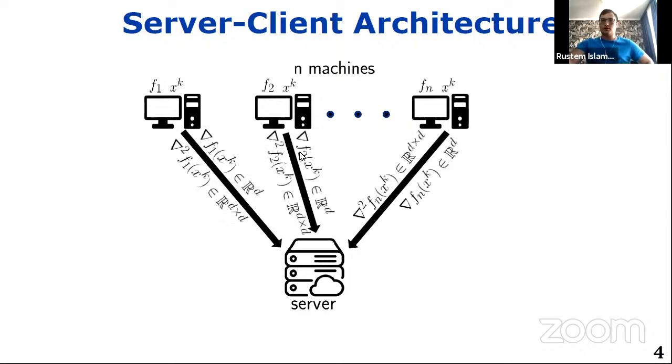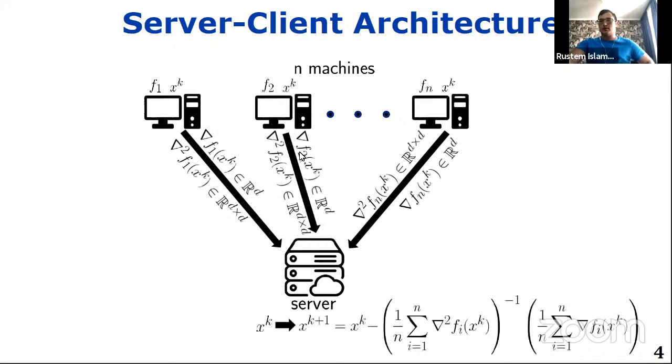Each node computes local gradient and local Hessian. Then these things are broadcasted to the server. The server aggregates them and performs Newton's step in order to compute new parameters of our model. And then these new parameters are broadcasted back to the machines, to the clients. And this process is repeated.